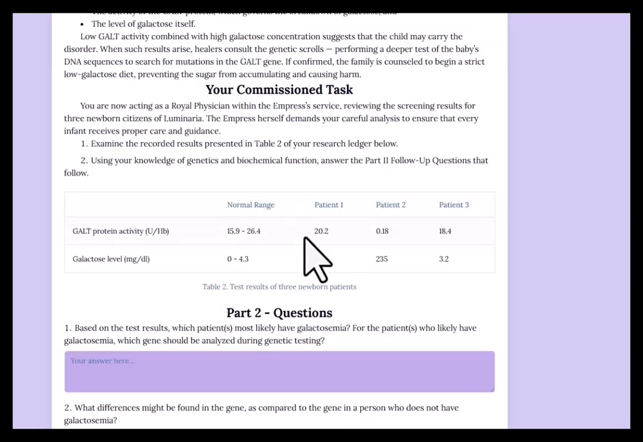So in patient 1, we can see that the GALT protein activity is 20.2. That's in the normal range. And the galactose level is 2.1, which is also in the normal range.